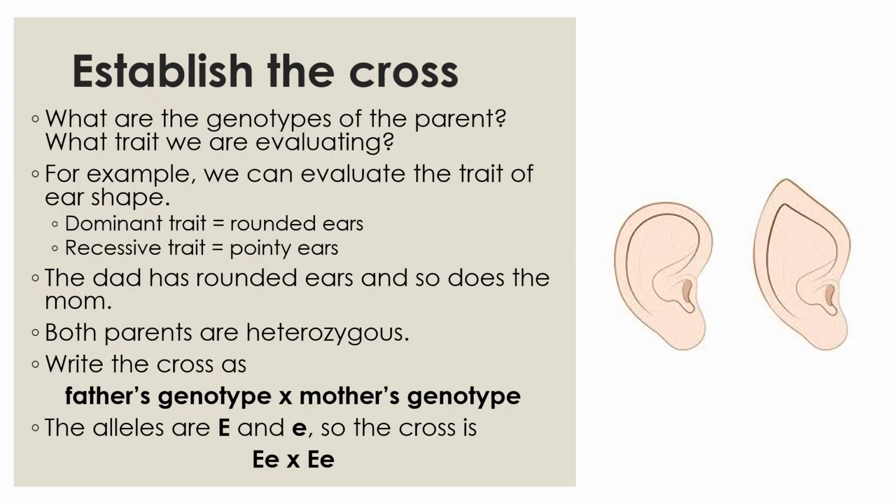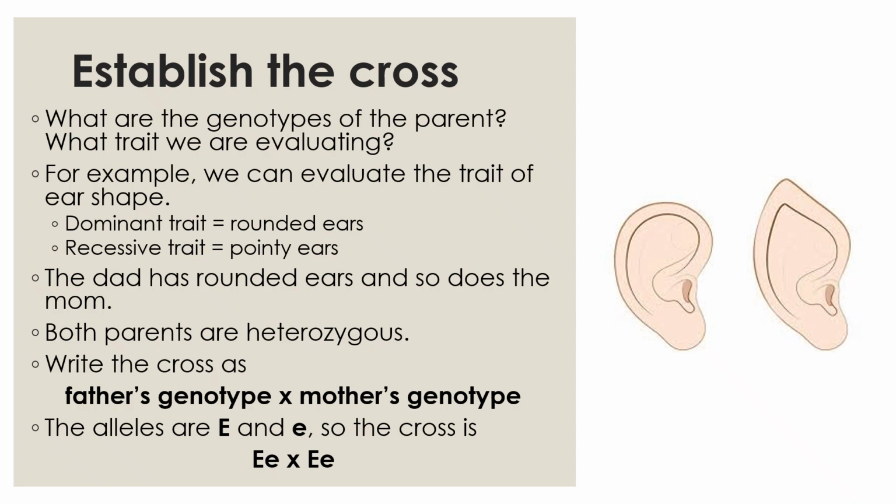Remember, heterozygous is referring to a genotype that has two different alleles. So the genotype is one dominant allele, represented by a capital letter, and one recessive allele, represented by a lowercase letter. When we write the cross, we are always going to write it father's genotype, an X, and the mother's genotype.